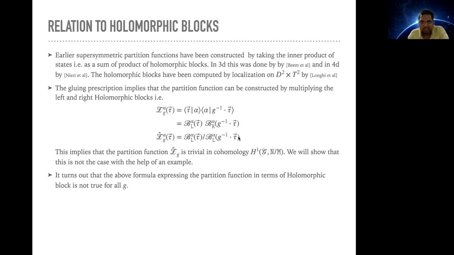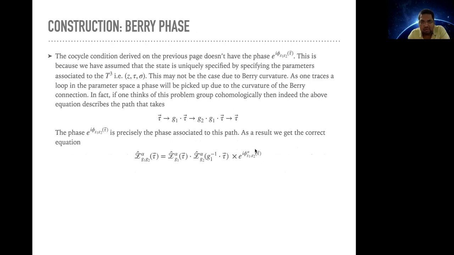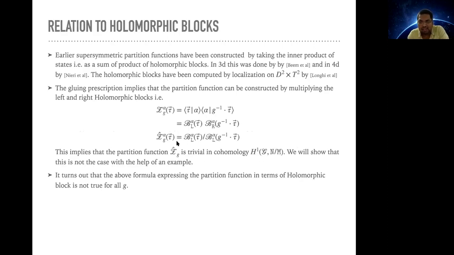Now, this equation is tricky because it is telling us that ZG is actually trivial in cohomology. If ZG is given by this ratio, then ZG must satisfy this equation automatically, and moreover all these phis are absent. So this is telling us that ZG is trivial in cohomology. We will show that this is not the case, that ZG is not quite trivial in cohomology, which means that the picture of obtaining a partition function by gluing the holomorphic blocks is not quite true for all the group elements G.